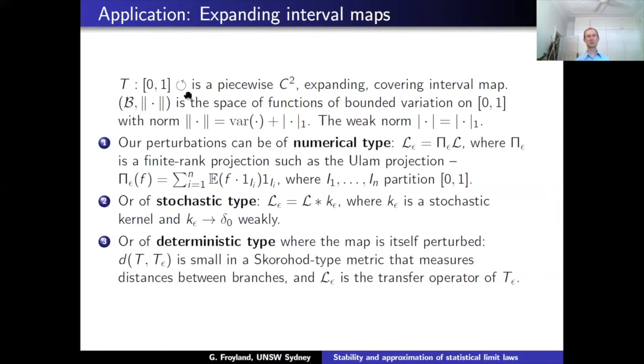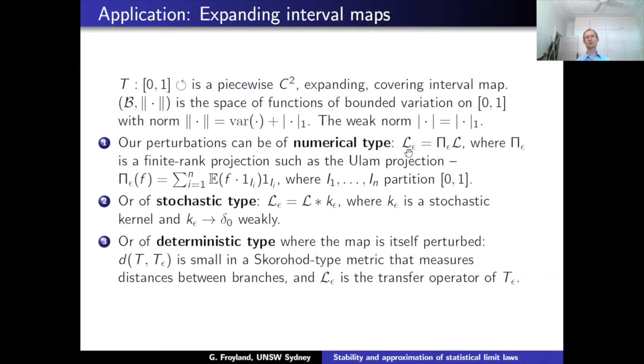This is the standard thing people use for these kind of maps. The strong norm is going to be the variation of the function plus its L1 norm. And the weak norm is going to be just the L1 norm. So it's clear here how this is weaker than this one, and it has the nice property that this unit ball is compact when you embed it in L1. So, perturbations. The perturbations can be of numerical type.